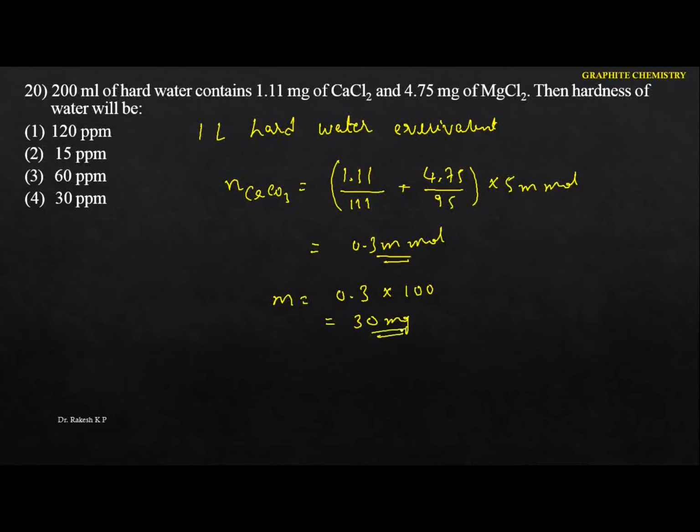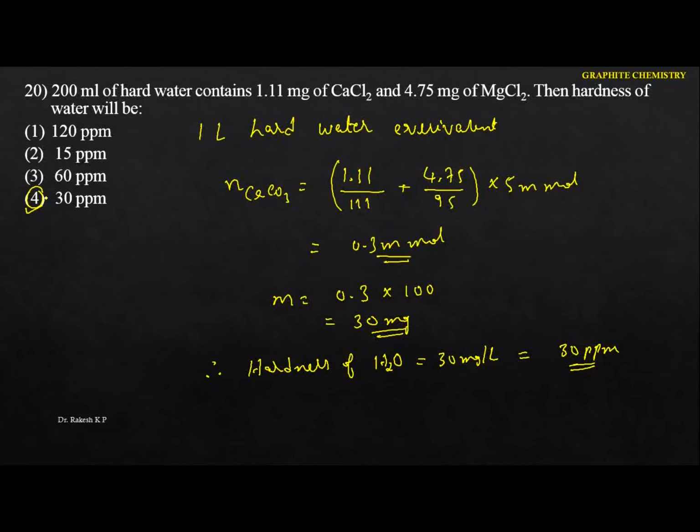Okay, so we got the 30 mg. Now what you have to calculate is the hardness of water here. Just identify this one: the 30 mg present in a liter is nothing but 30 ppm. So this is the hardness of water. Hence in this case the option is the fourth one.